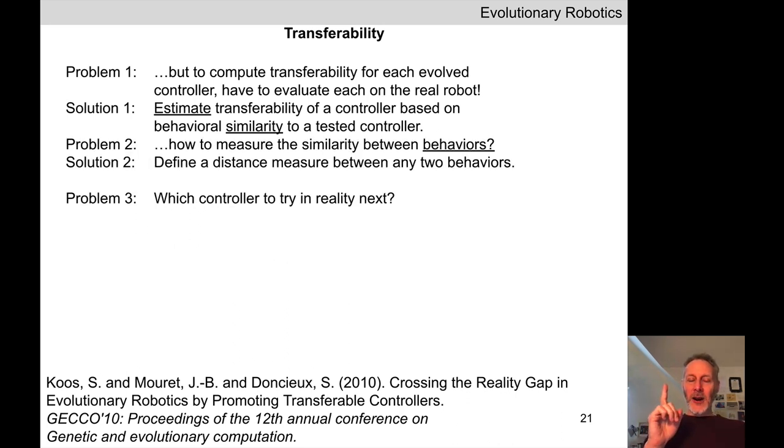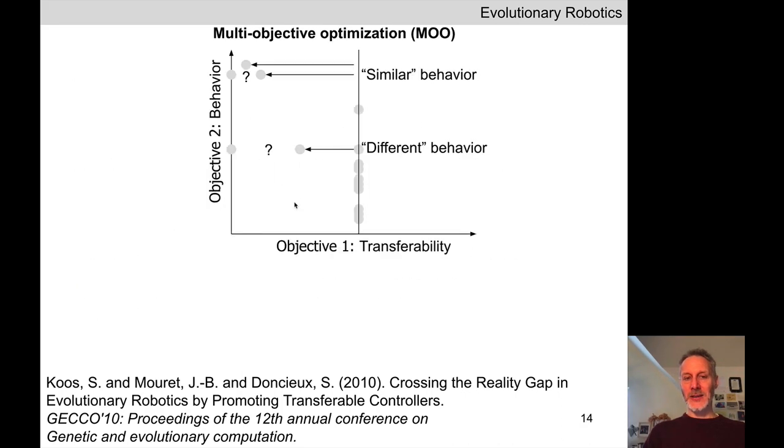Okay, so in my cartoon example, we took that really good controller, sent it to reality. It had terrible transferability. We've got 11 remaining. Which one would you pick? We've estimated the transferability of all of these. Which one do you send next?